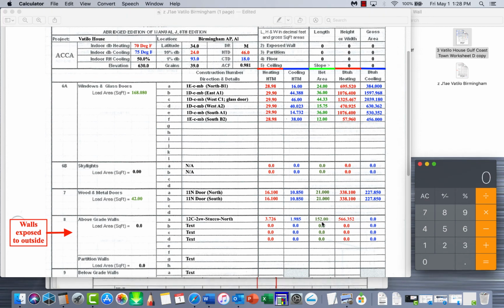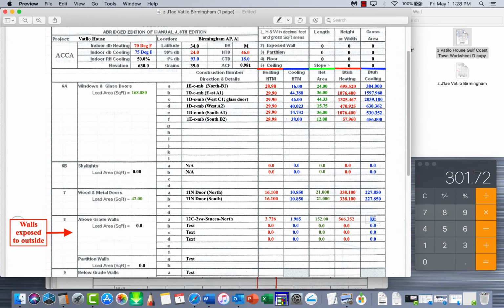Okay, next is going to be our cooling HTM, 1.985 times the total area that it is, 152 square feet. And we get 301.72. And there you go. And that's all the calculation that you have to do for that north facing window and how to find the information. The east, west, and south window are all done the same way.